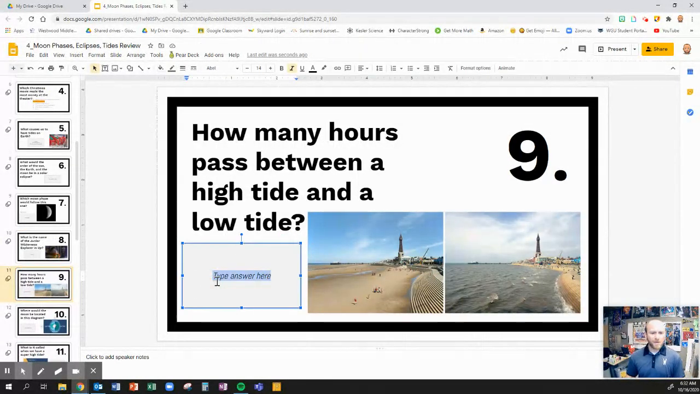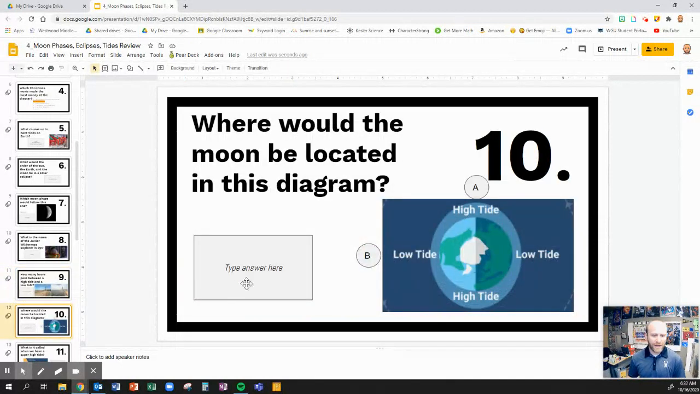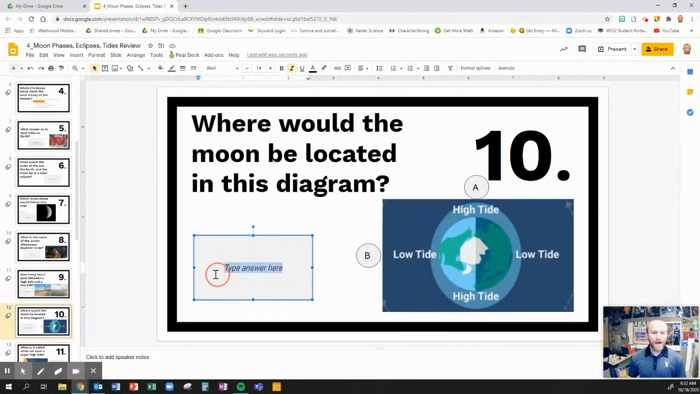All right, question 9. How many hours pass between a high tide and a low tide? We talked about that a little bit earlier. 6 hours between tides. Okay, 6 hours for 4 total. If we multiply 6 times 4, that's 24 hours, which is our day. All right, where would the moon be located in this diagram?